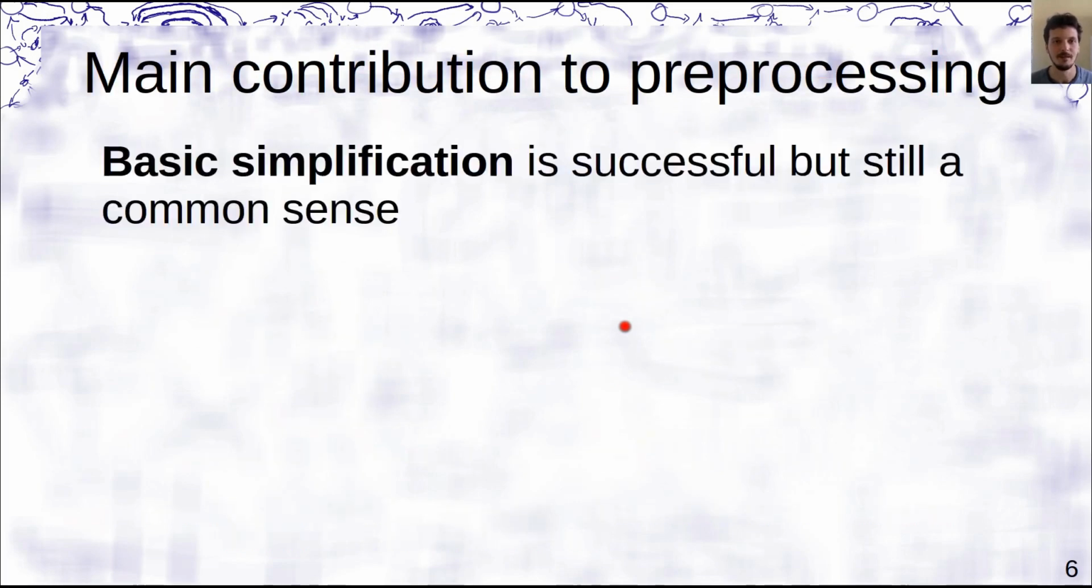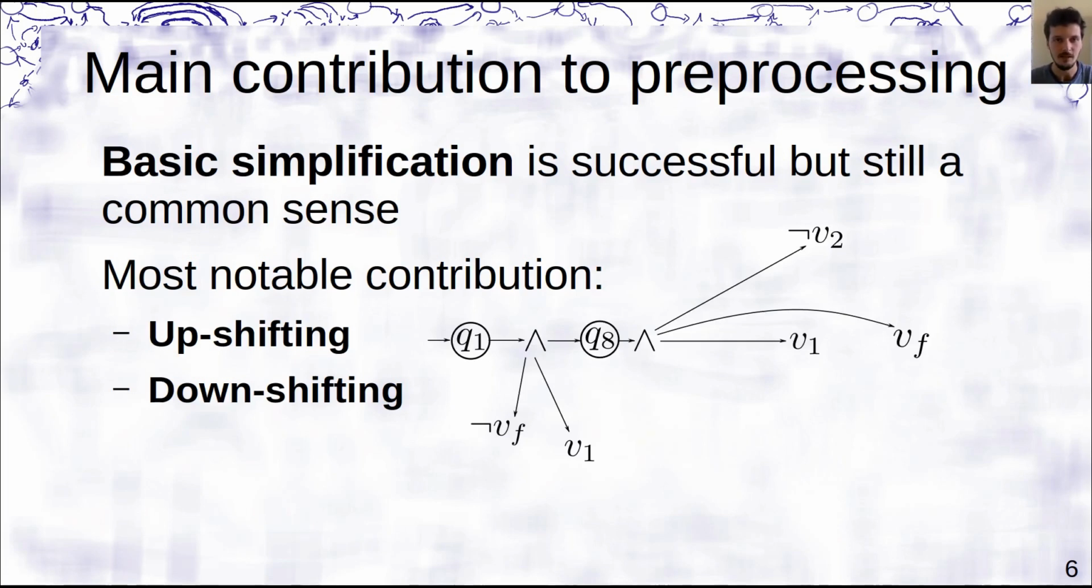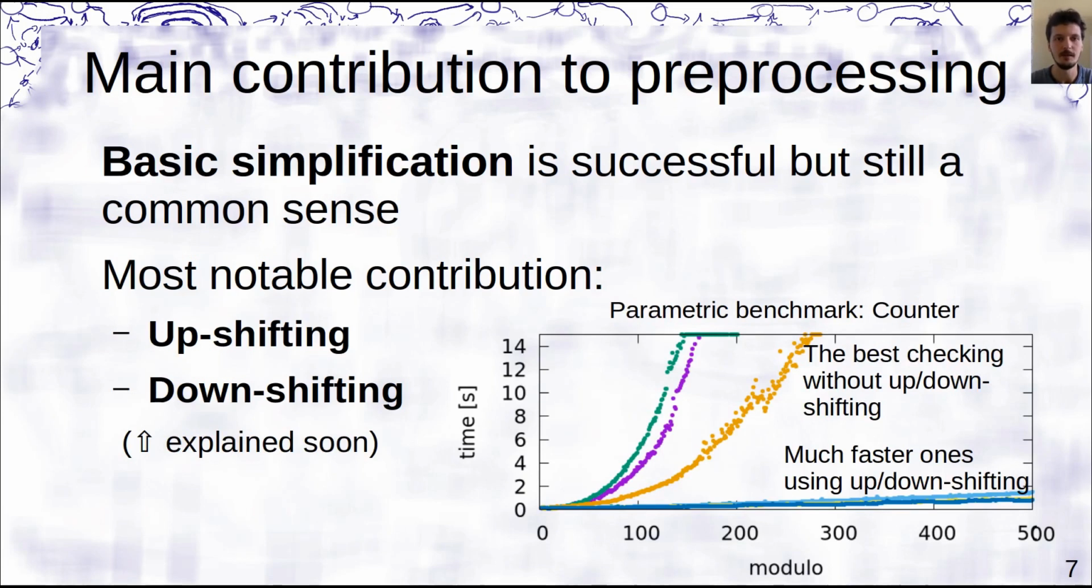That's good. Our basic simplification is successful but still a common sense. Our most notable contributions are upshifting and downshifting procedures, which can further turn the automaton that we were simplifying lately into such a simplistic beauty. And all of that in a worst case quadratic but practically linear time. Before describing their ideas, let me show you a little more motivation for them.